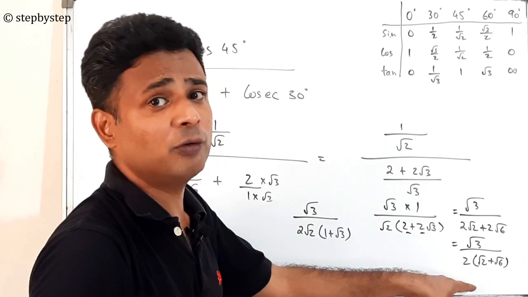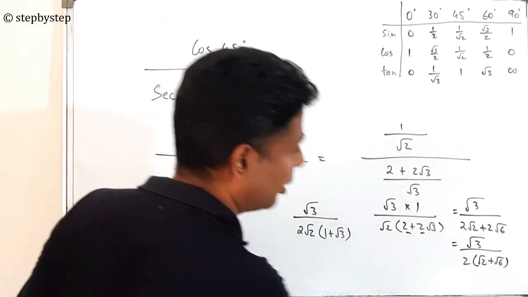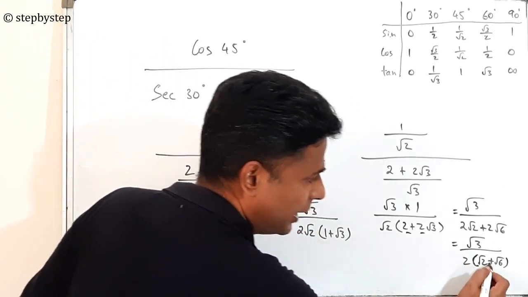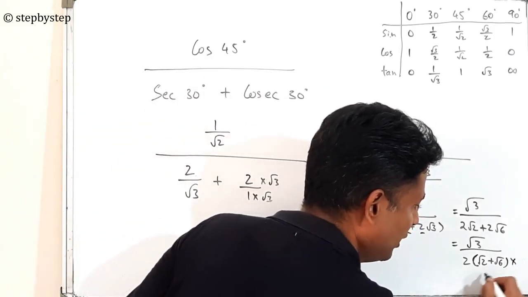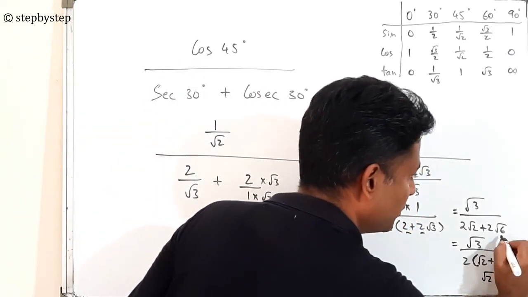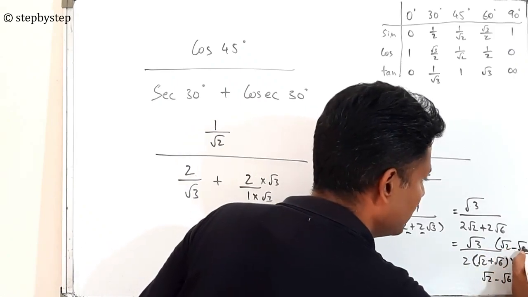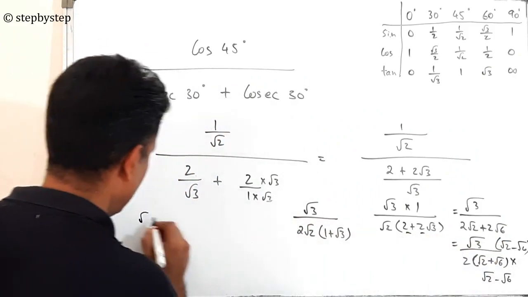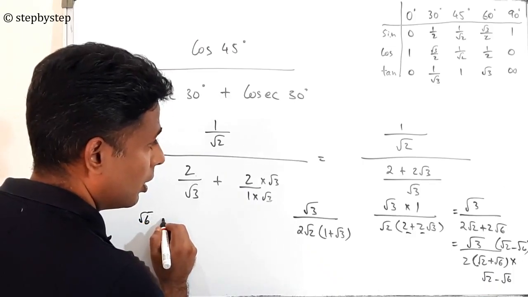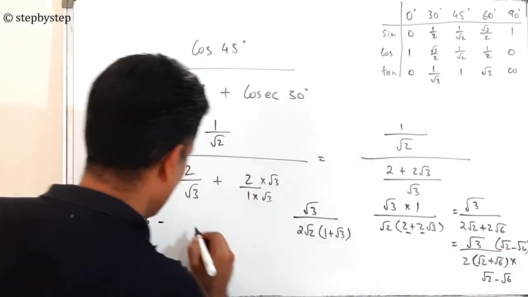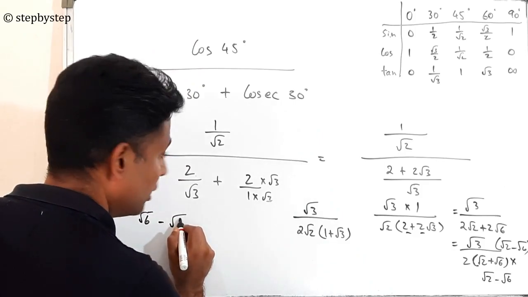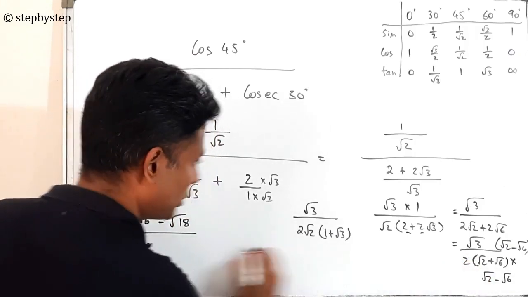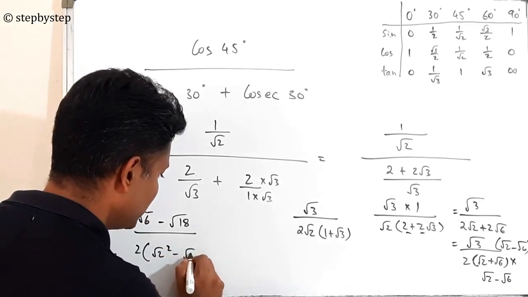I have done this because we have to rationalize the denominator. So how do we rationalize the denominator? I'll continue over here from here. So here it is root 2 plus root 6. So I have to multiply by root 2 minus root 6, which means up also I have to multiply by root 2 minus root 6. So what do I get? Root 3 into root 2, that is root 6, minus root 3 into root 6, that is root 18, by here I'll get 2 into root 2 square minus root 6 square.